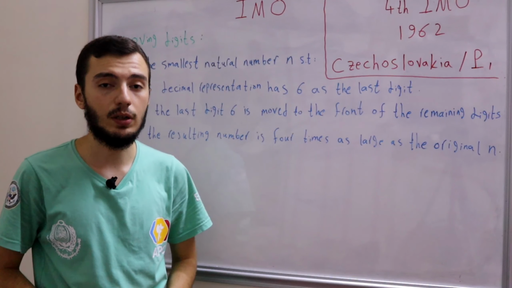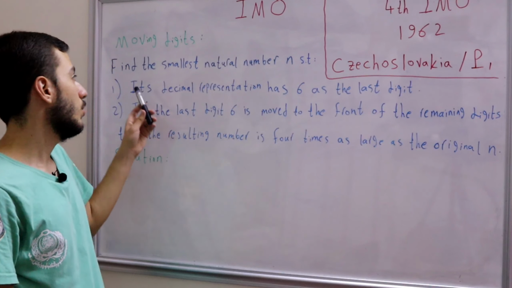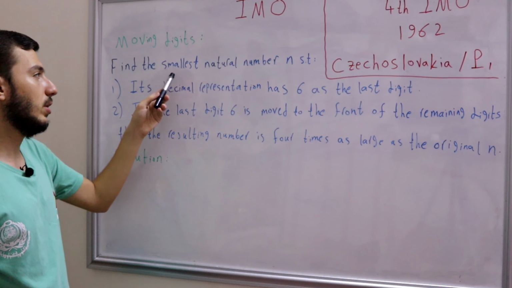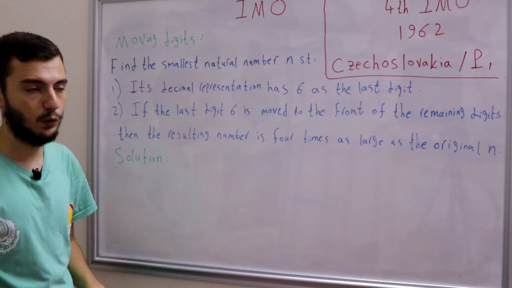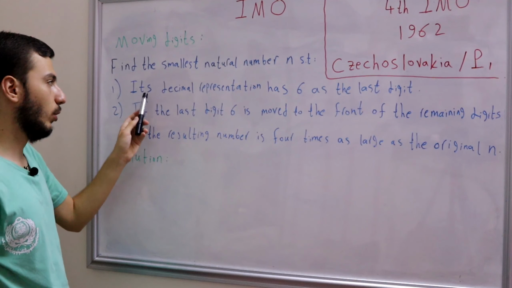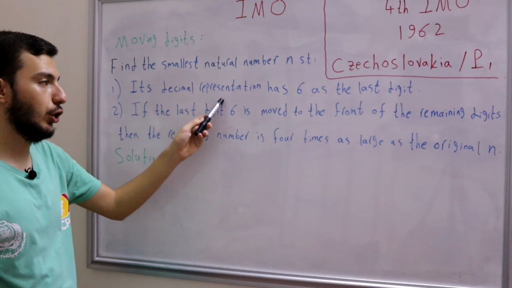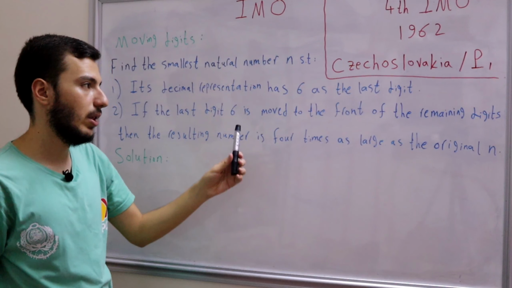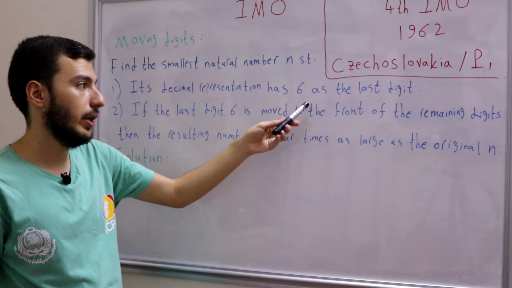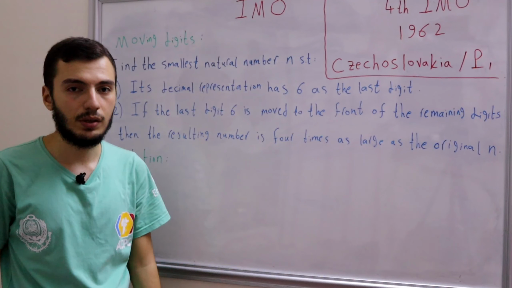So the problem statement goes as the following. We are asked to find the smallest natural number n such that we have two properties for n. The first property is that its decimal representation has 6 as the last digit. So that means that the unit digit of the number n is 6.